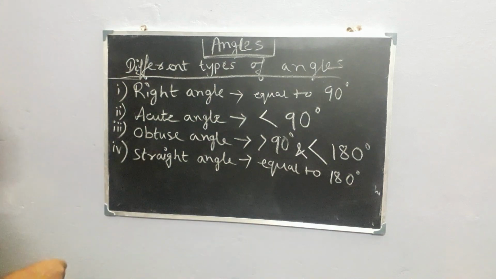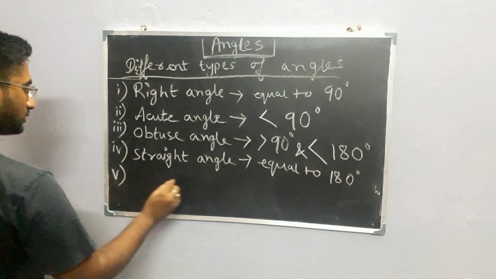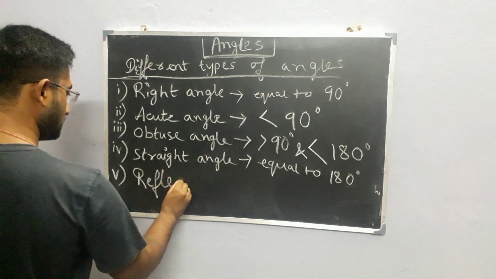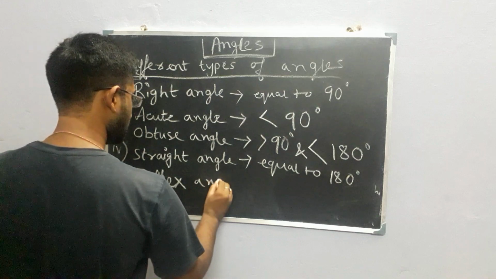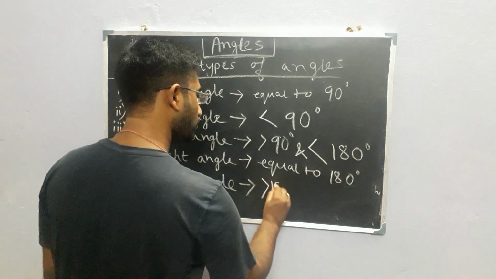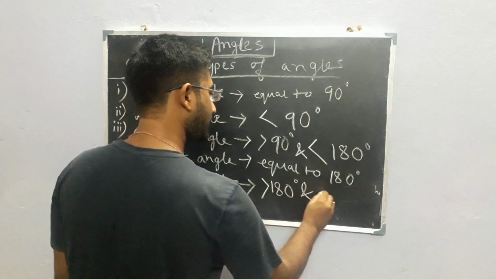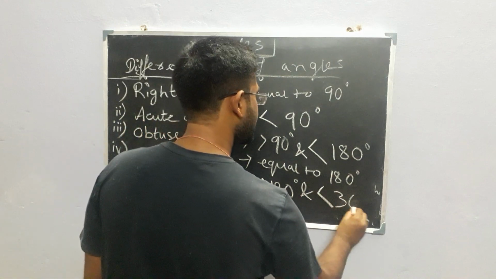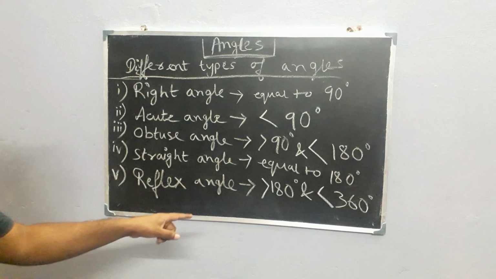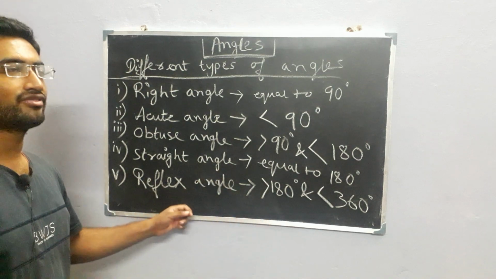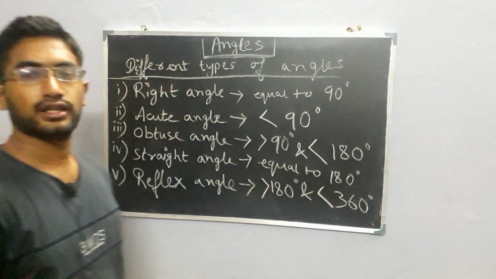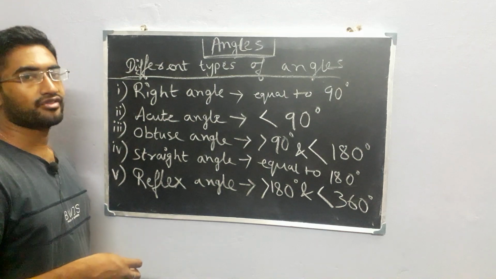All right, so now after straight angle, reflex angle. Greater than 180 degree and less than 360 degree. So now the next one is reflex angle, which is greater than 180 degree. So what is the minimum value of reflex angle? 181 degree and less than 360 degree. So what is the maximum value of reflex angle? 359 degree, 359 degree.